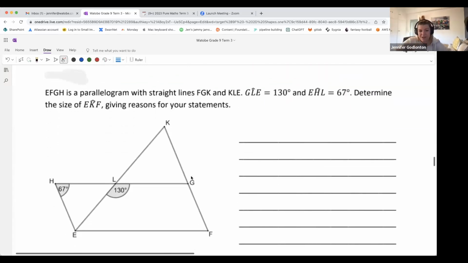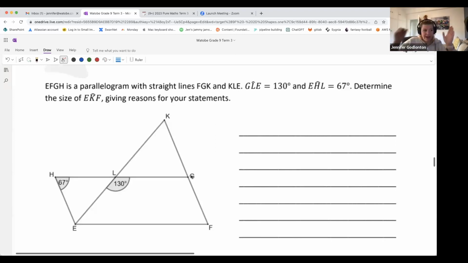So now this one gets a little bit nastier, but I don't want you to panic because we're going to break it up step by step. So EFGH is a parallelogram. Let's just draw that in. Now remember, as we are told things, we're going to put information in. So that means we know that those are parallel. We know that those are parallel. We know that these sides are equal, and we know that those sides are equal. Okay, cool. So that's the first part of this question.